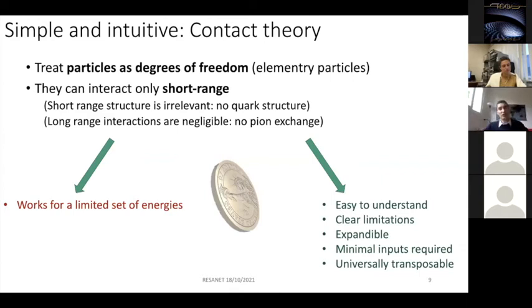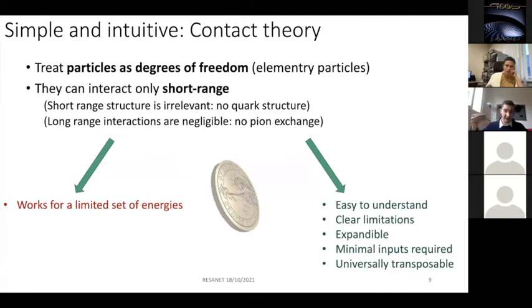So essentially, your physical processes should not care about the structure inside the particles and the long range interaction that you might have in these systems. This puts this kind of theories in a very particular spot. They work only for a limited set of energies. But on the other hand, they are very easy to understand because contact theories are very easy. They have very clear limitations where they work. And as we will see, they are expandable theories.